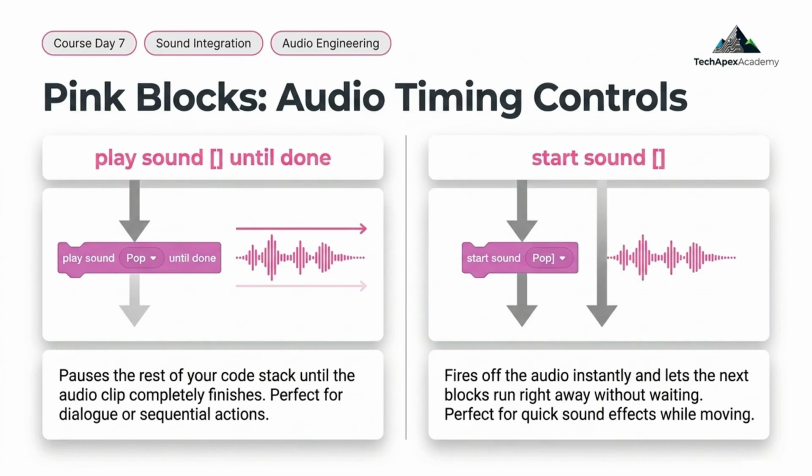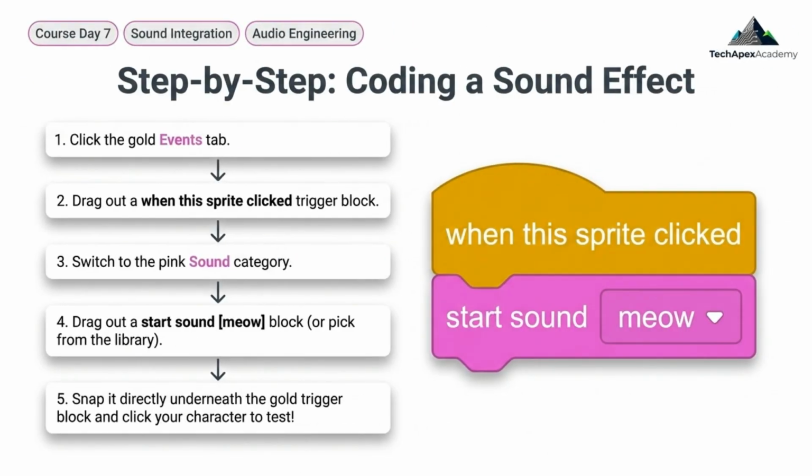The play sound until done block pauses the rest of your code until the audio clip finishes. This is perfect for dialogue or sequential actions. The start sound block fires off the audio instantly, allowing the next blocks to run right away, ideal for quick sound effects. Here is a step-by-step guide for coding a sound effect.